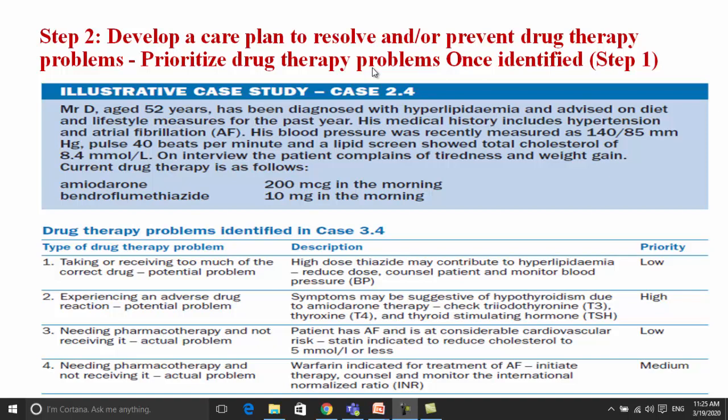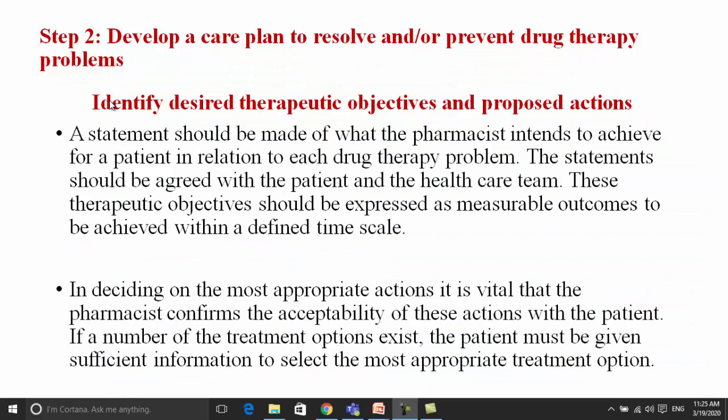Needing pharmacotherapy and not receiving it. This is also an actual problem. Warfarin is indicated for treatment of atrial fibrillation. You have to initiate therapy, counsel, and monitor the INR for the patient, the international normalized ratio. To be honest, this depends on the assessment of the case. It could be medium to high priority, step one or step two. But because you don't have any further information, it's classified as step two. Here you have to refer the patient back to the cardiologist.